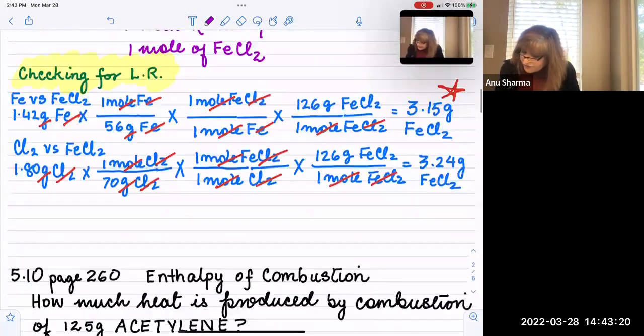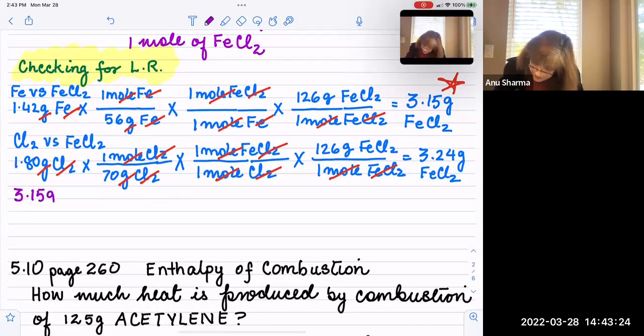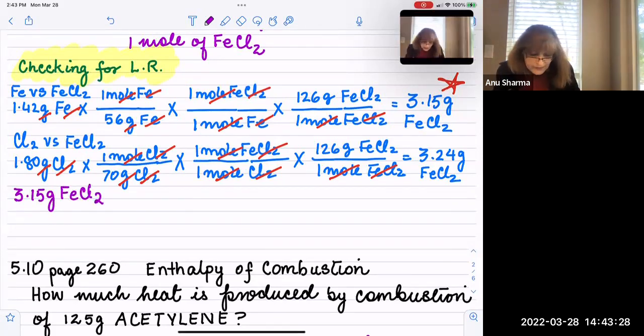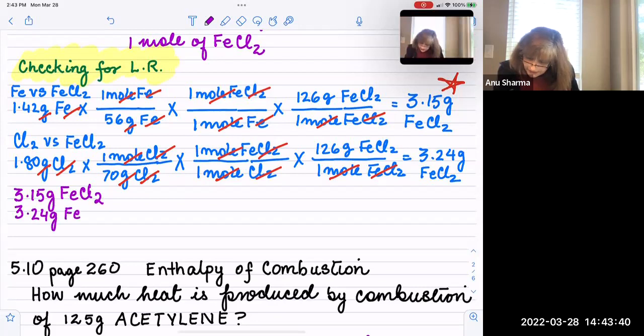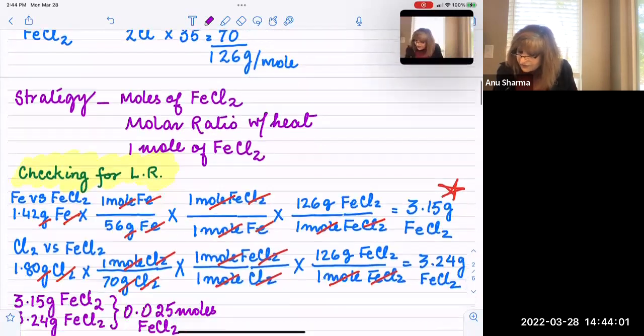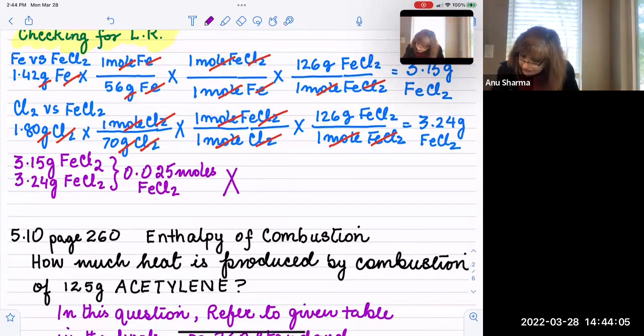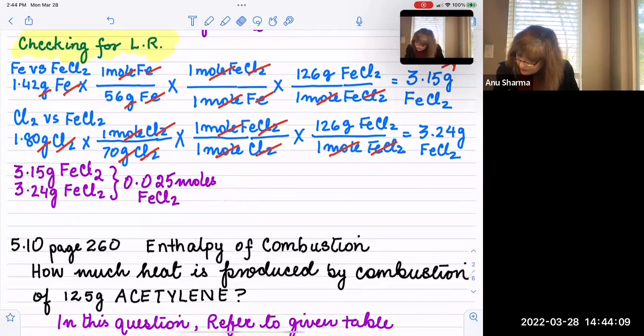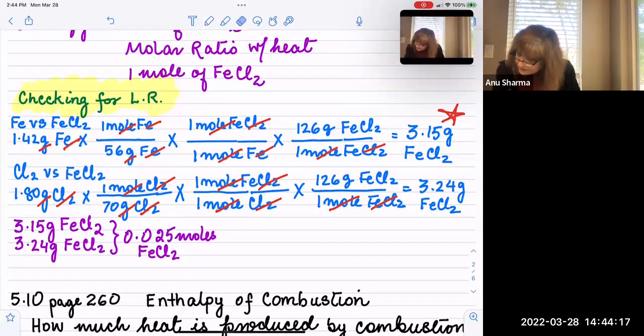But regardless, whether you use 3.15 grams of FeCl2 or 3.24 grams of FeCl2, you are still getting the same number of moles, which is a very minor difference. So the moles are coming out to be 0.025 moles of FeCl2. Okay, so you take these moles and do the molar ratio. So let's just do this with what is given to you. This is one way. Another way is, actually, I need more space here. So give me 1 minute here.